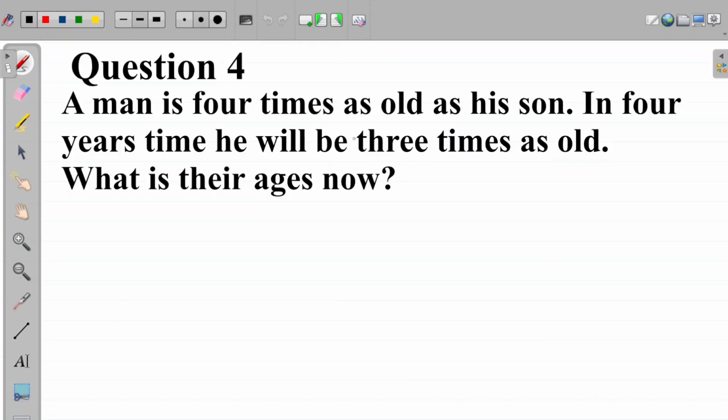Now, let us consider question number 4. The question states that a man is 4 times as old as his son. In 4 years' time, he will be 3 times as old. What are their ages now? So let's take up the solution of this word problem.